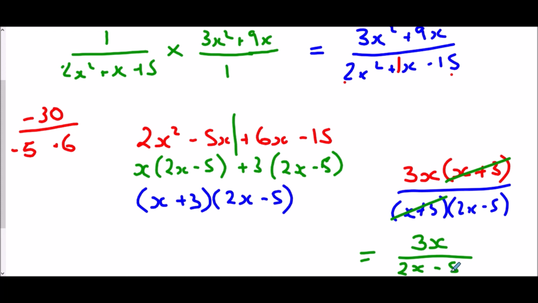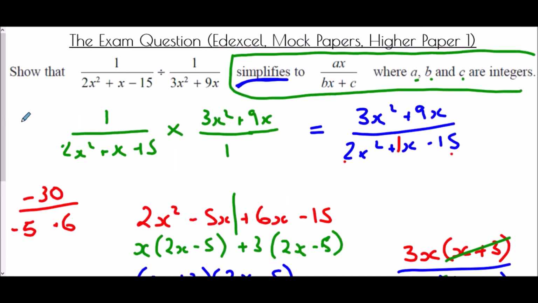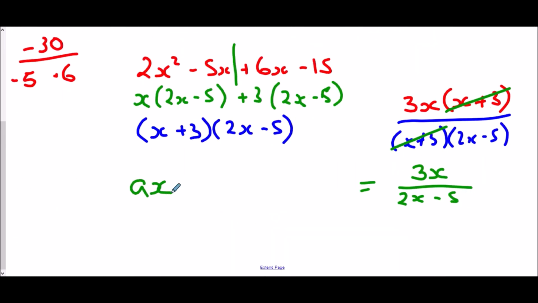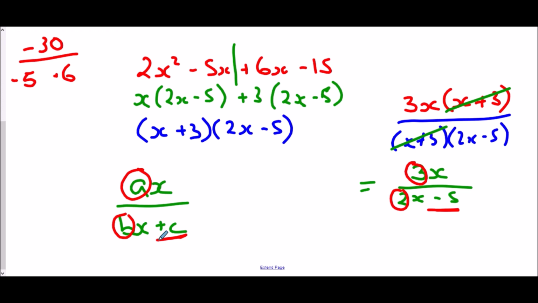Now, does that meet the criteria of what they told us? They said it was going to be ax over bx plus c. Something that a lot of people will look at here is they'll say, well, yes, I've got something x at the top, I've got something x at the bottom, but then it's got negative 5, whereas this says plus. That does not matter. Plus c just means it could be plus a negative number, which it is in this case, and so that is exactly right. It is 3x over 2x take away 5.